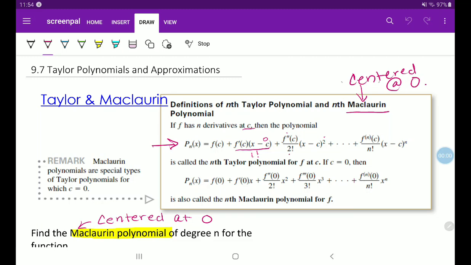Alright, so we are going to be talking about Taylor and Maclaurin polynomials. And we're actually going to start with Maclaurin's because they're centered at 0. So what is this thing going to look like, you wonder?